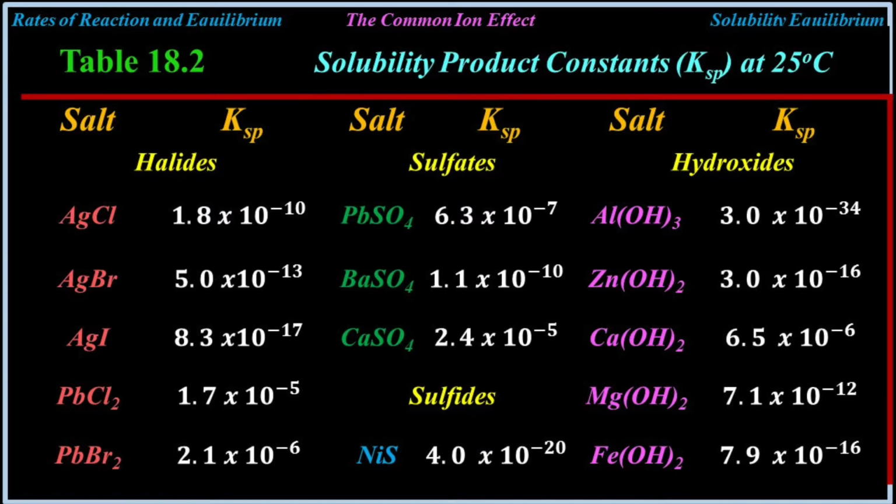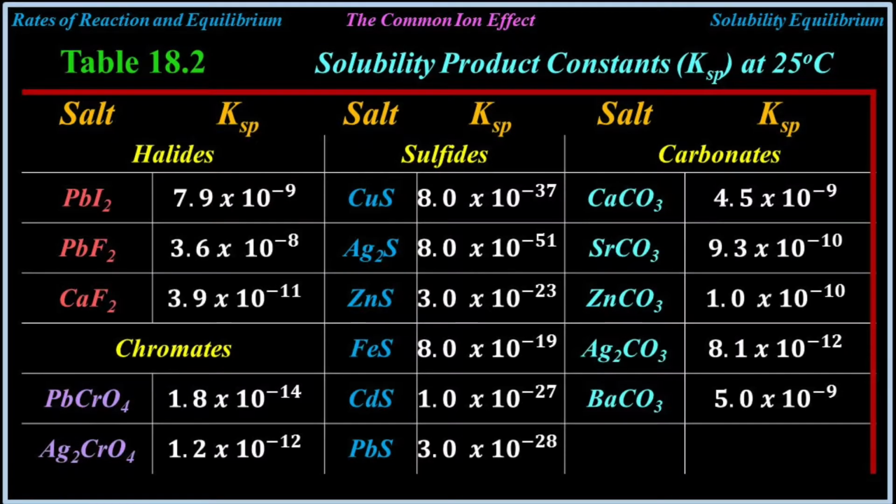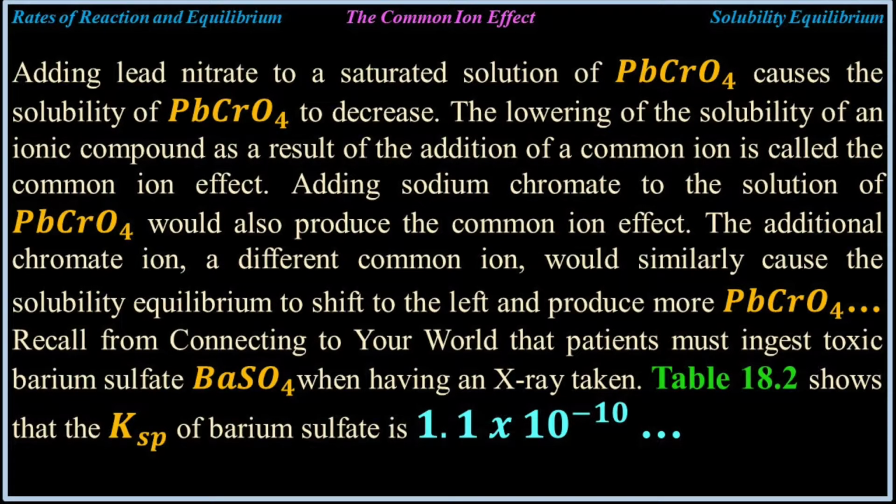Here is Table 18.2 for your review, and it contains the KSP for some fairly insoluble salts. Again, the lower the exponent, the less soluble the salt is. Adding lead nitrate, or lead(II) nitrate, to a saturated solution of lead(II) chromate causes the solubility of lead(II) chromate to decrease. The lowering of the solubility of an ionic compound as a result of the addition of a common ion is called the common ion effect.